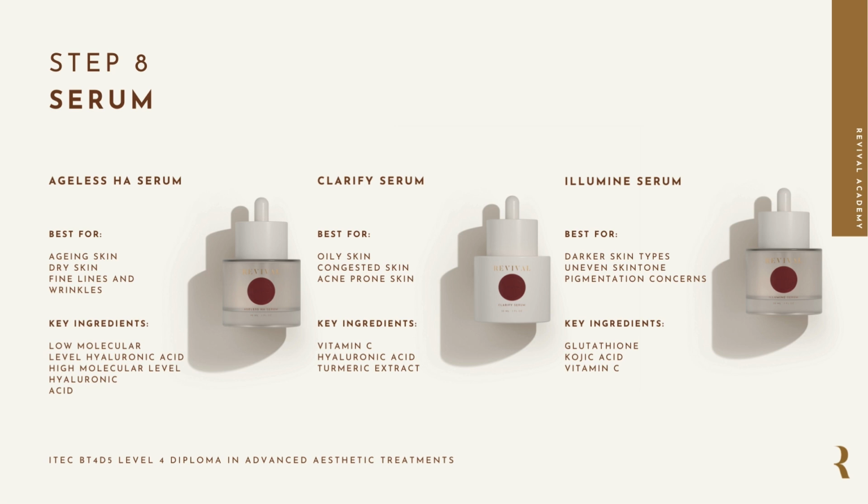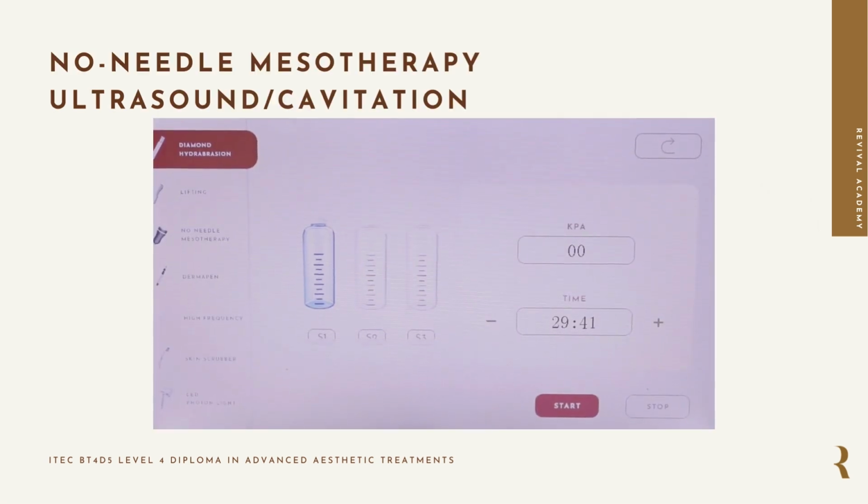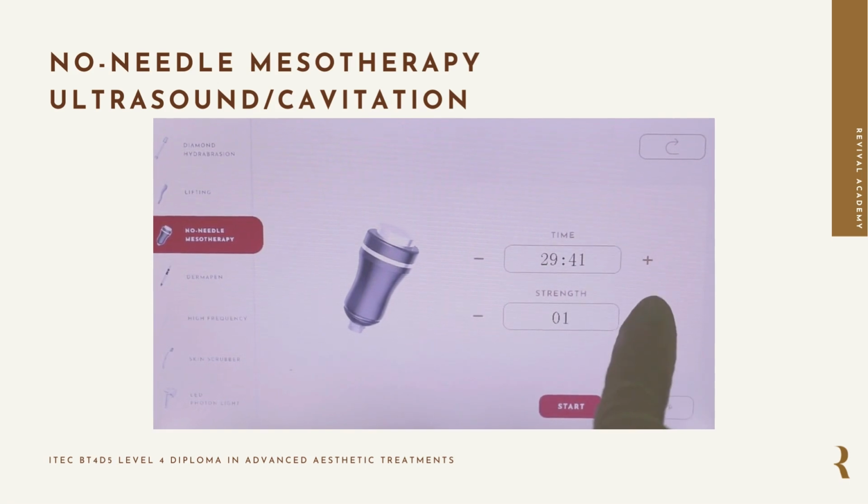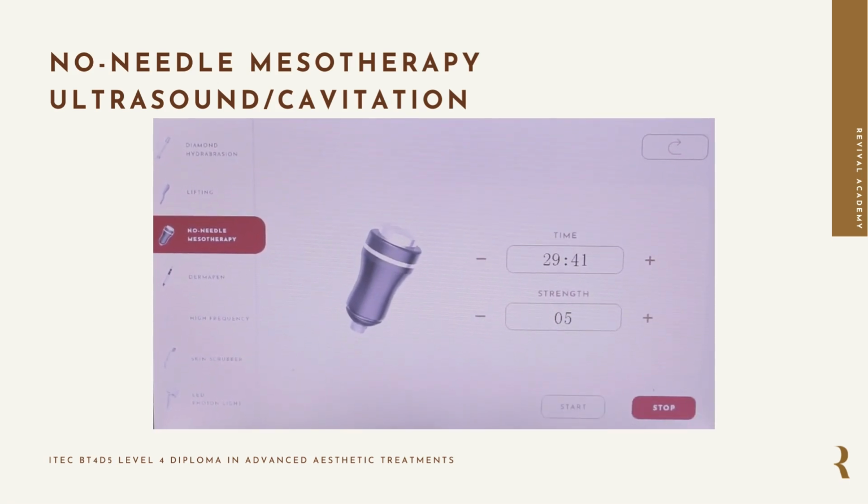For this client, we chose to go with the Ageless HA serum as she has very dehydrated skin and lack of moisture. Before going ahead with the serum, you would need to switch on the no-needle mesotherapy probe. From the machine, select the no-needle mesotherapy button from the menu, adjust the setting on 5 and press on the start button. Now you're ready to begin.